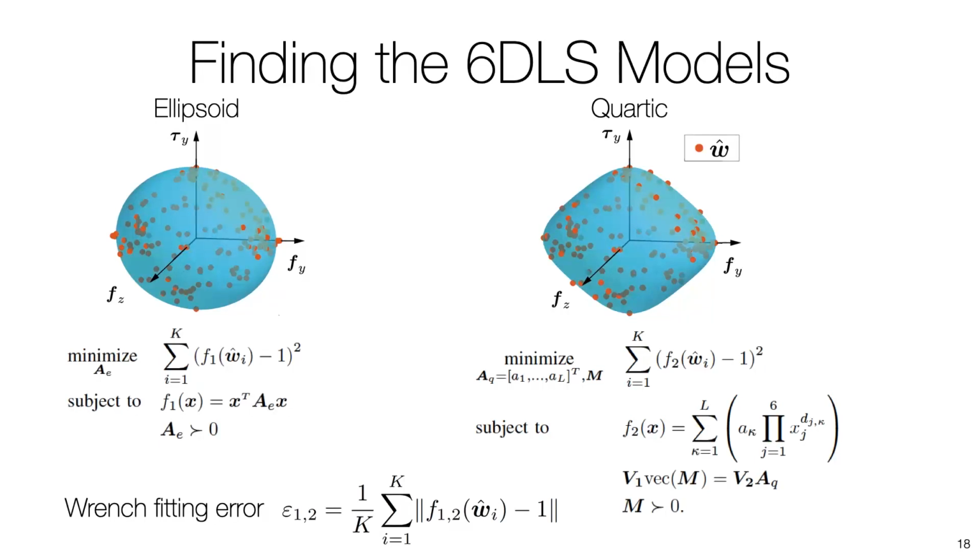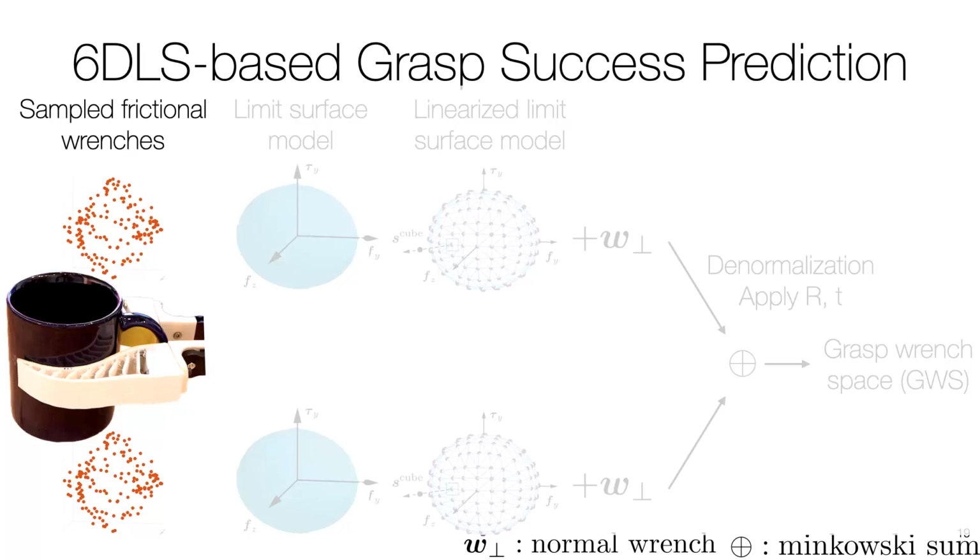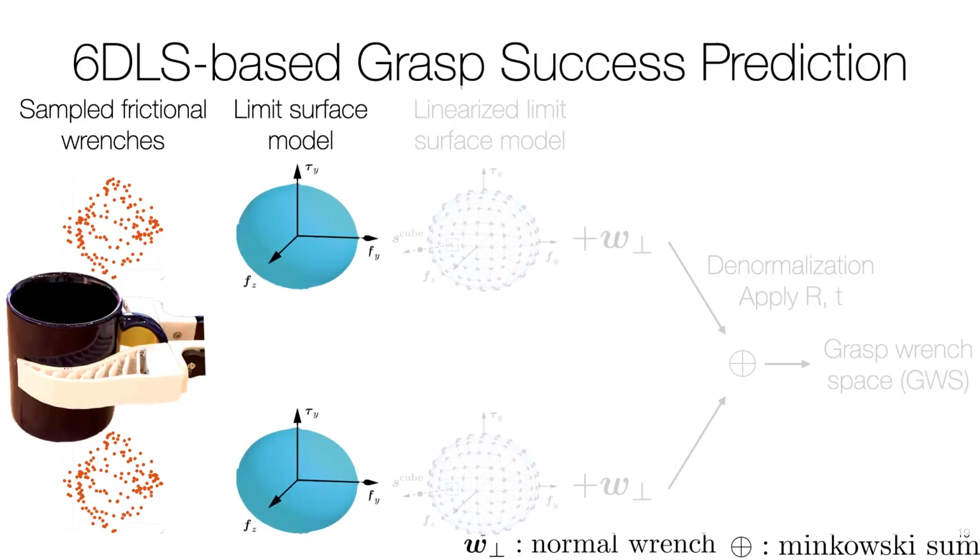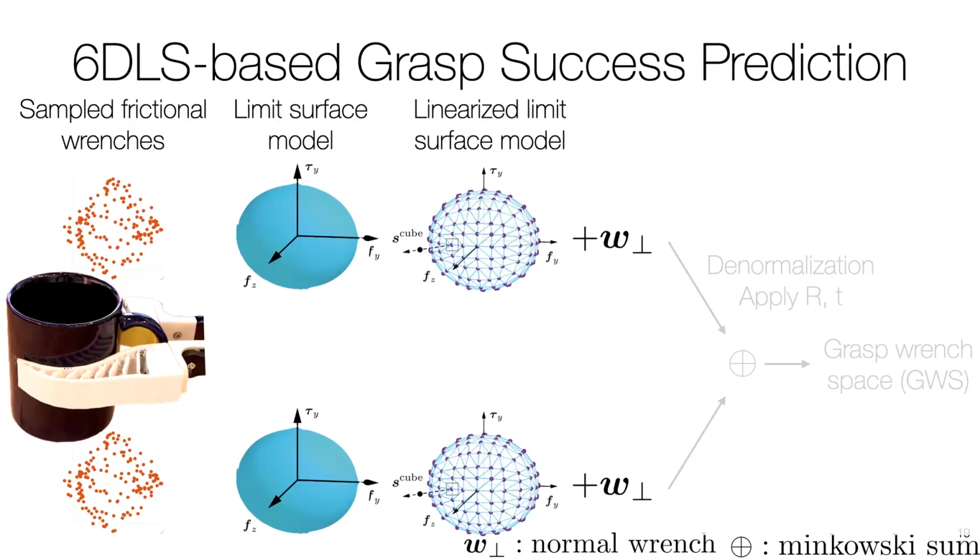We now introduce the algorithm to predict physical grasp success by building a grasp range space with the proposed 6D limit surface models. We show the pipeline for a parallel jaw gripper, but the algorithm can be applied to grippers with any number of jaws. For each contact, we first compute a finite set of the frictional ranges by sampling the unit twists. We then fit a 6D LS model to the normalized frictional ranges, followed by linearizing the LS models.